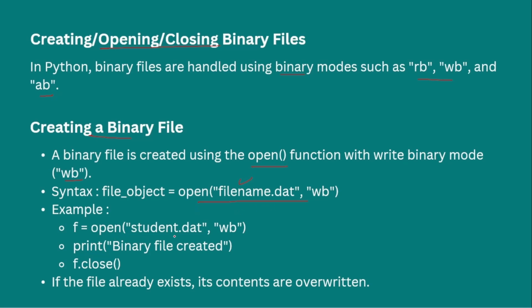So the example is open student.dat in write binary, print binary file created, f.close. So we are opening this student.dat file in write binary mode for writing data into this. This is a basic example we have shown of how this file is created. If the file already exists, its contents are overwritten.